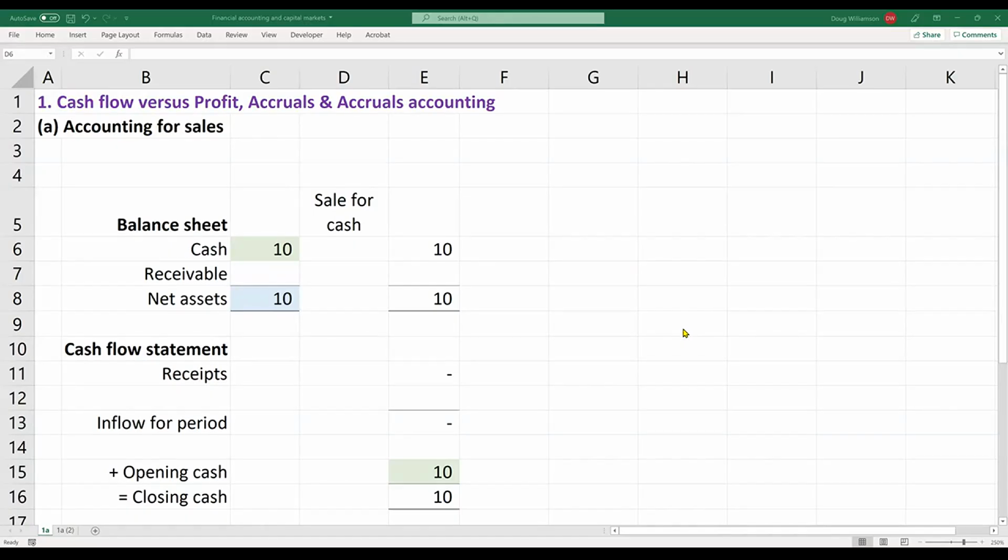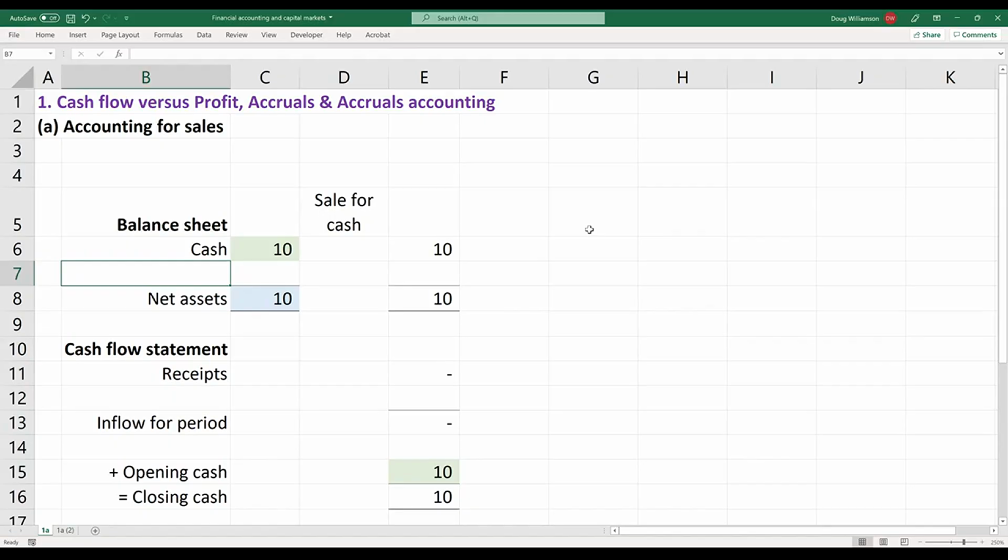The balance sheet is a list of our assets and liabilities at a particular point in time. Here's an organization and it's got assets of 10. It's got no other assets at the moment. And its net assets, therefore, are 10.